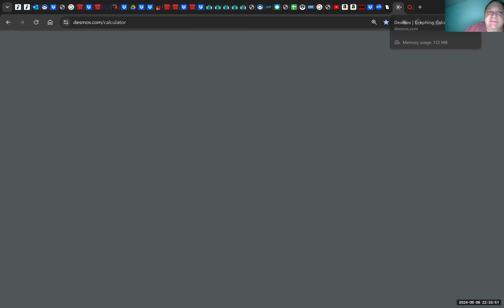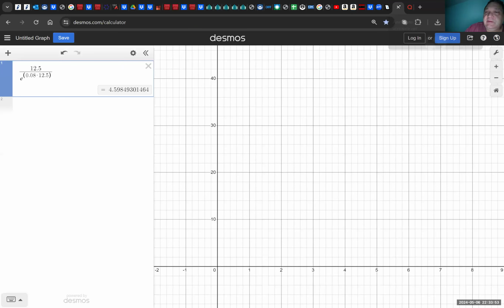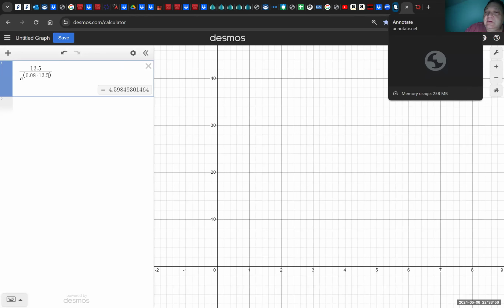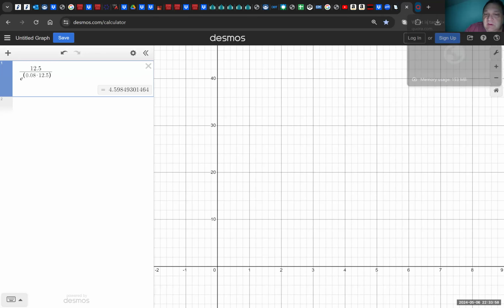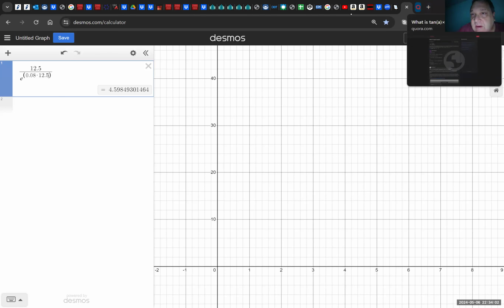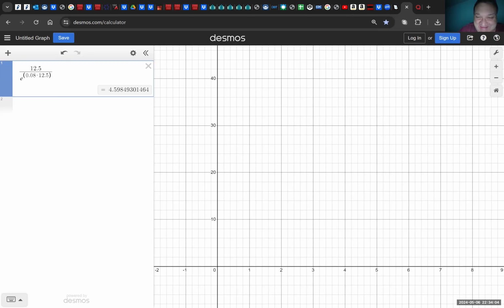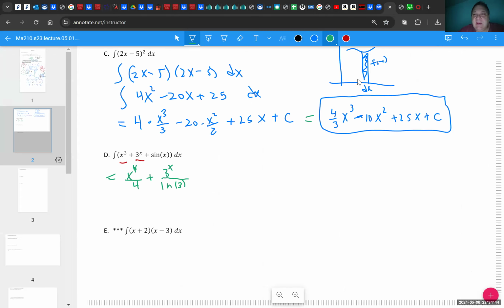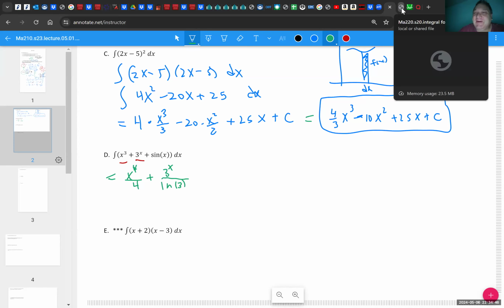Again, have those formula sheets. Oops, not Desmos. Okay, I think. Yeah, I think. Okay, hold on one second. Yeah, I accidentally closed my tab, so I got it back here.